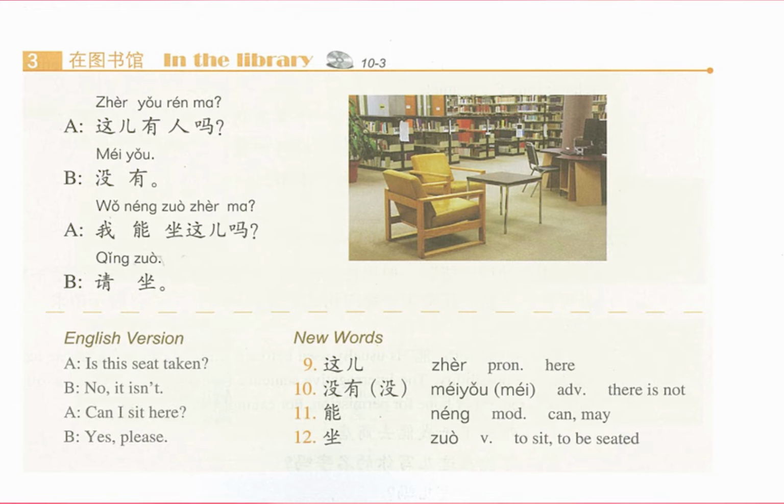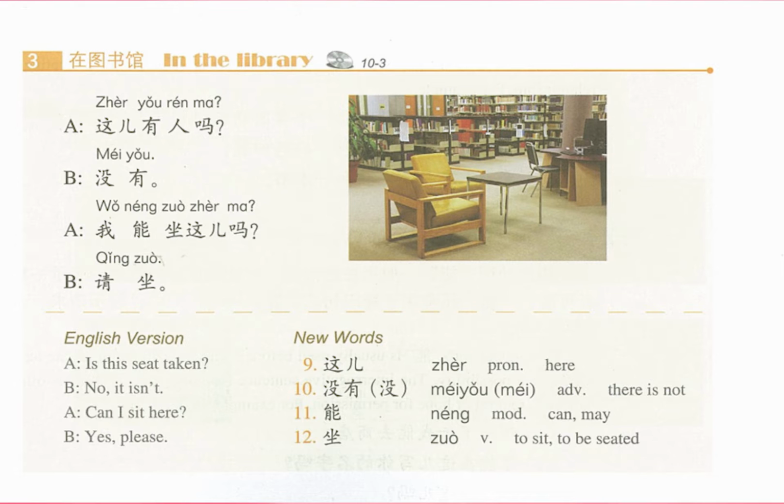对话3 Conversation 3. 在图书馆 In the library. 这儿有人吗？没有。我能坐这儿吗？请坐。Second time. 第二遍。这儿有人吗？Is anyone here? 没有。No. 我能坐这儿吗？Can I sit here? 请坐。Please sit. Now let's break down the sentences word by word.